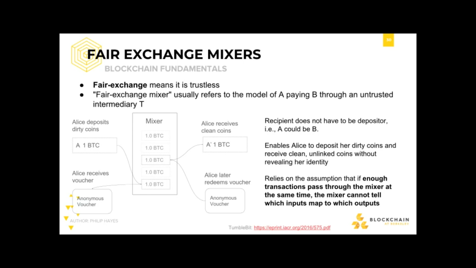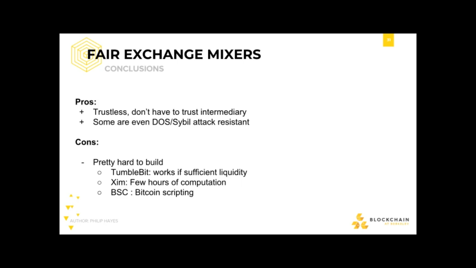In this way, you kind of make this whole trustless system. Of course, you rely on this assumption that enough volume of transactions have to pass through the mixer at the same time, and the mixer should not be able to tell which inputs map to which outputs. The key takeaways are, the pros are you don't have to trust the intermediary anymore, and you can build in some amount of denial of service attack resistance.